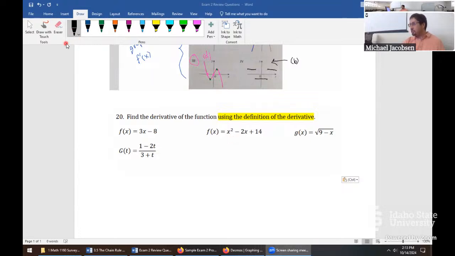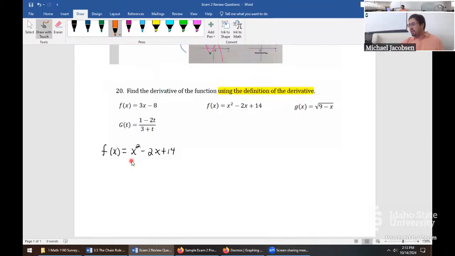So let's go, f of x. Just going to rewrite it so we know which one we're actually calculating. It is x squared minus 2x plus 14. So when we do this kind of problem on the real exam, the fun thing about it is you will know the answer. There's like an answer key to this. We know by the basic differentiation formulas, f prime of x should be 2x minus 2.